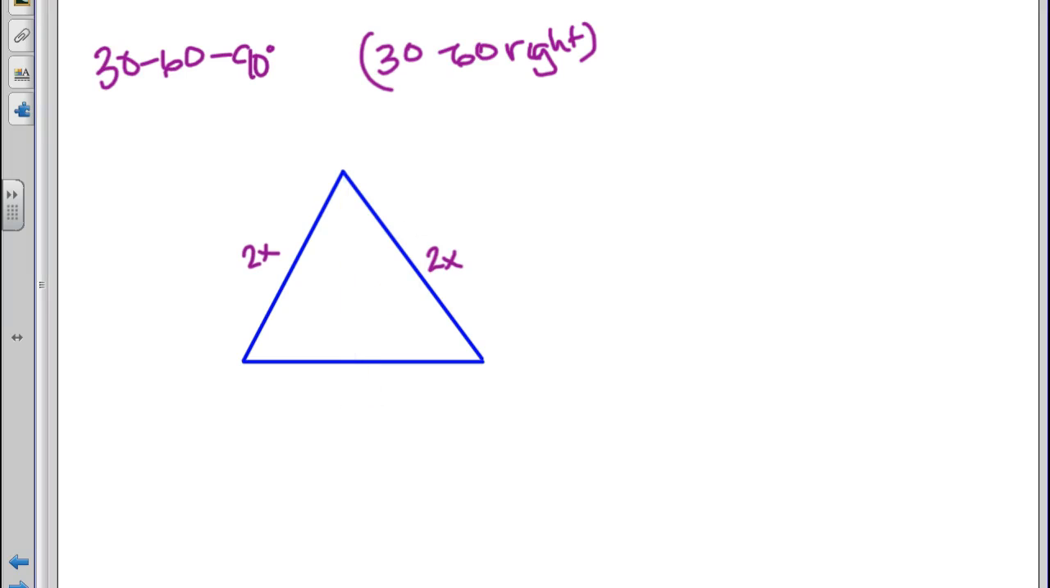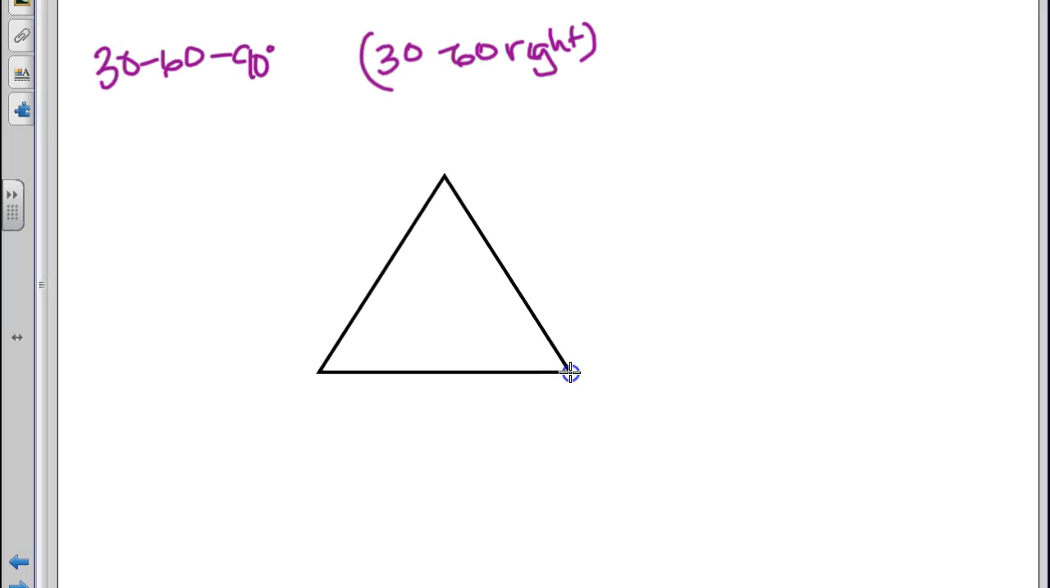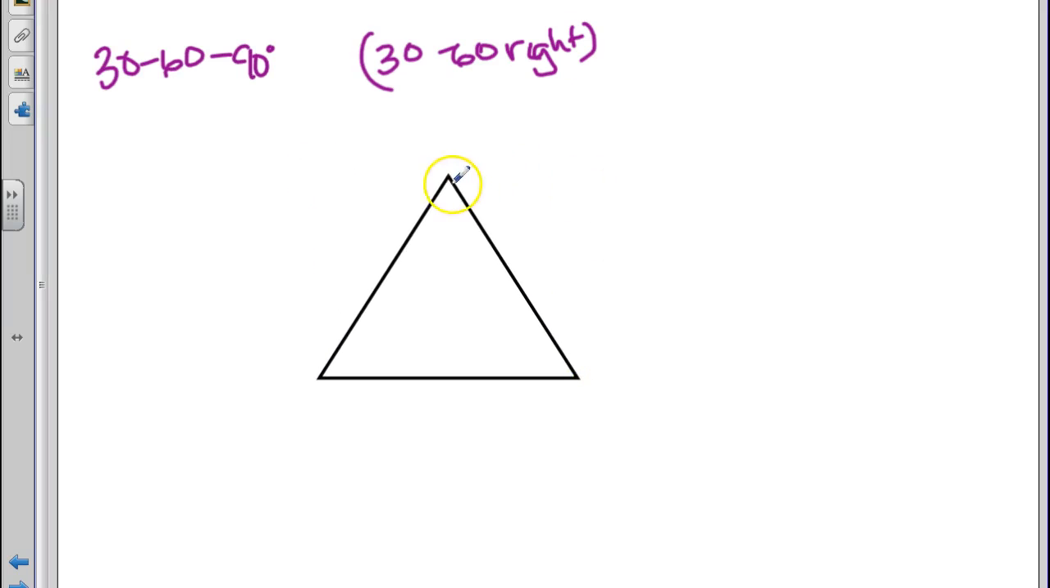Actually, I'm going to redraw this because I know some of you are like, that is not an equilateral triangle. So let's get one. That one's a little bit better. All right. All sides are 2x.